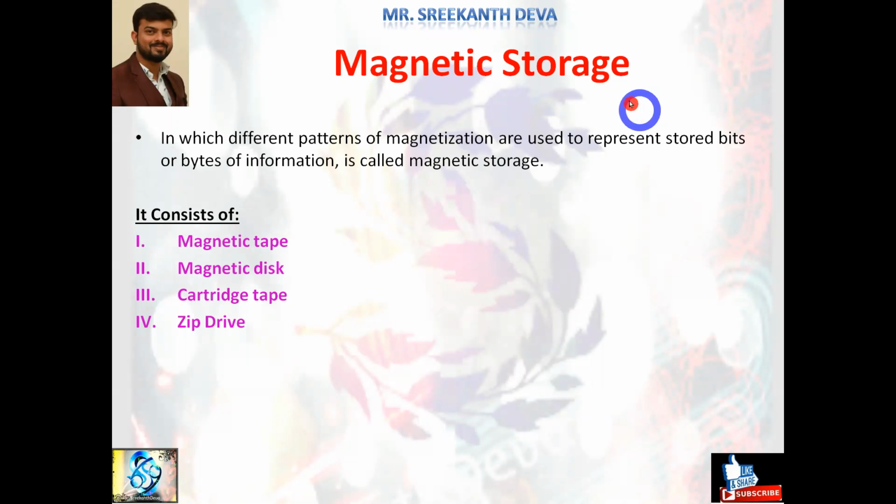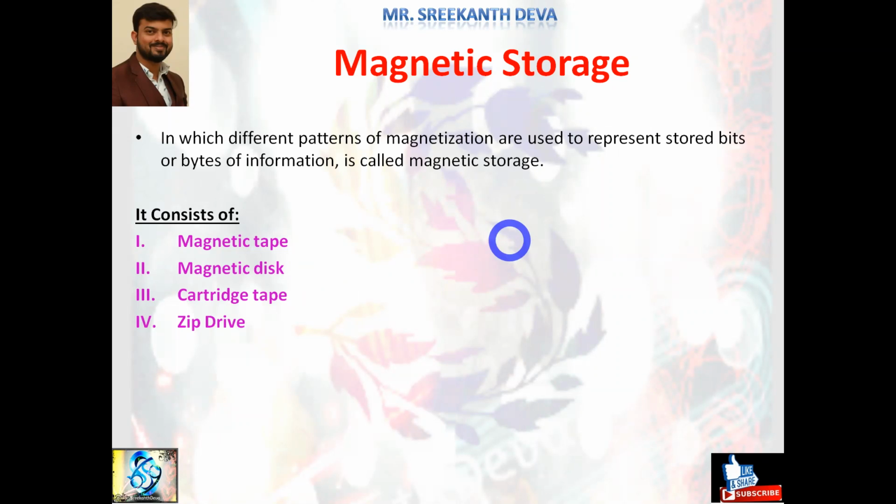I already explained in detail about memory units and representation units like bits, bytes and so on. I hope everyone remembers those session concepts, right? Here magnetization is used to represent stored bits or bytes of information, which is called magnetic storage. These are different types of magnetic storage: magnetic tape, magnetic disk, cartridge tape, and zip drive.